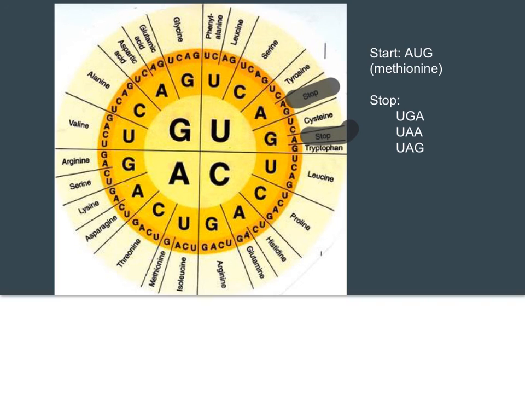So UGA is a stop codon. And we also have 2 right here, UAA and UAG. All right. You'll always have this wheel. The stop codons actually say stop. Our start codon does not. So that's why you need to remember the start codon, because it's not listed as a start codon.